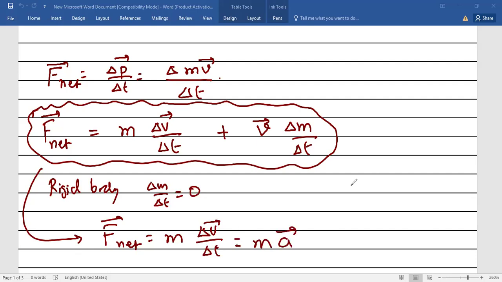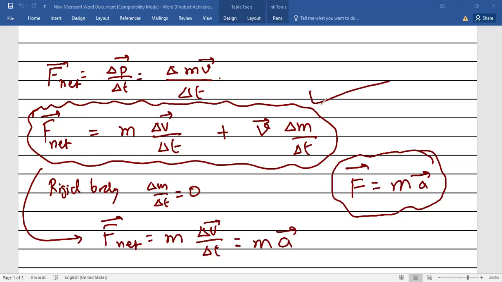So it means that when we write F is equal to m into A, we have to write it when mass is not changing. If mass is variable, if mass also changes with time, then this is the formula that we have to write. And if mass remains constant, if it is not changing with time, then directly we can write F is equal to m into A. Is it clear?